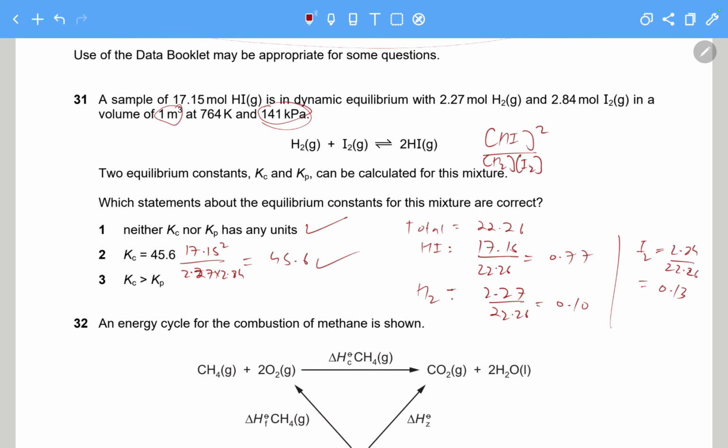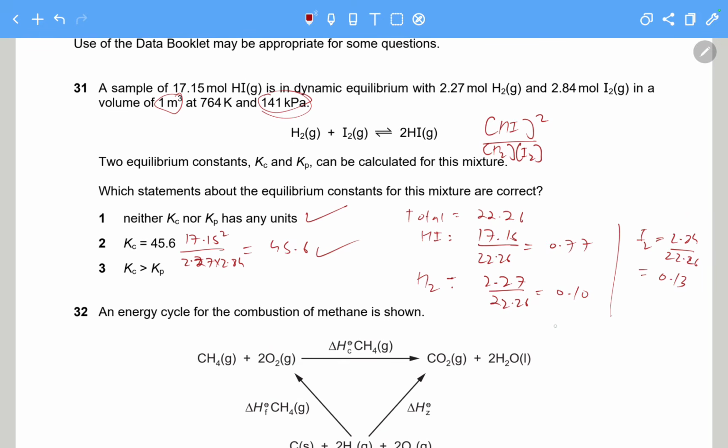So we can just use the mole fractions for Kp, and therefore Kp is equal to 0.77 squared over 0.10 into 0.13, which is equal to 46.5, and we know Kc is 45.6. This option says Kc greater than Kp, which is wrong, and therefore the answer has to be B.